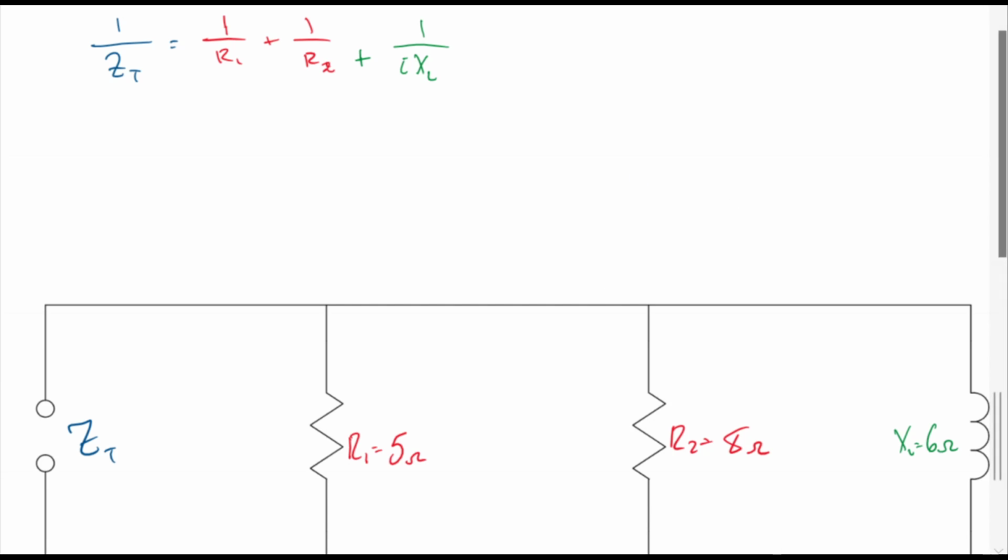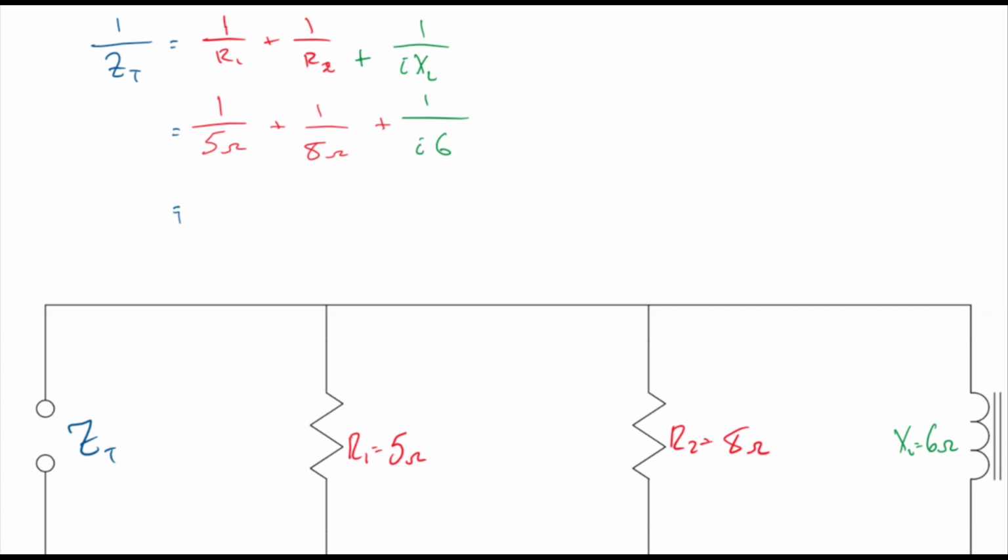So, now to input those values into my equation, it's going to equal 1 over 5 ohms plus 1 over 8 ohms plus 1 over I of 6. And this will help get us to calculate our impedance total. So the biggest thing to remember when we put this in is that we don't forget to do the inverse.